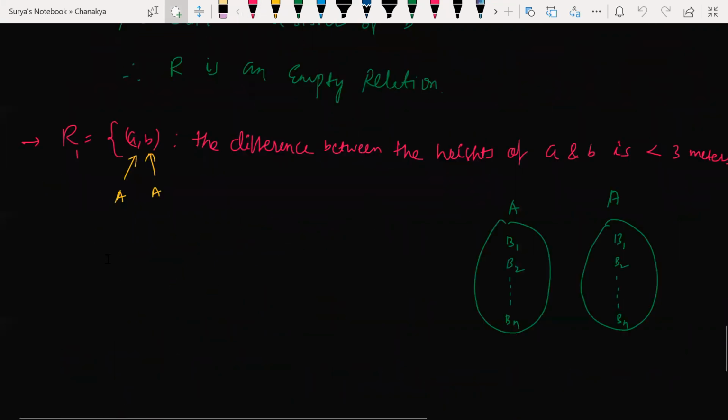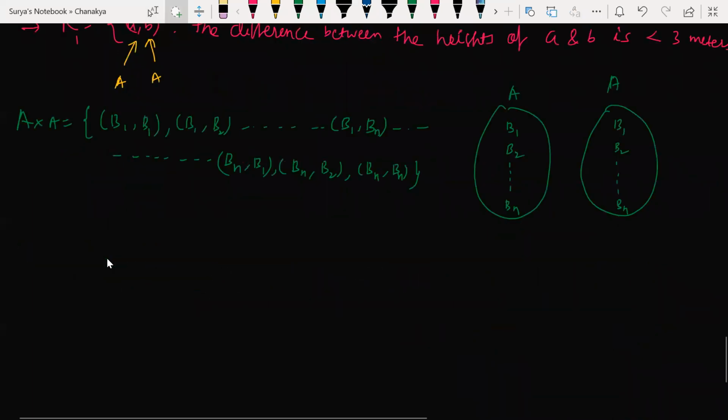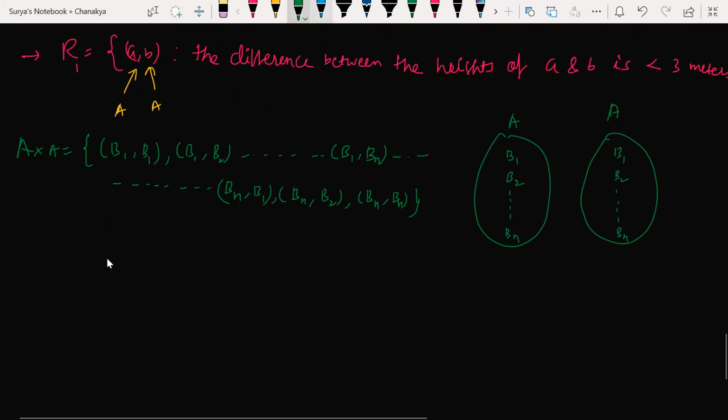Let me write here. This was A cross A. Correct? So here, if you take a difference between A and B, let me take this ordered pair. Let's say this is A here, this is B here. The difference between boy one and boy one, what is the difference between their heights? Same height. Look, this is boy one, this is also boy one. Both have the same height, so zero, isn't it? Getting my point? Yes, sir.